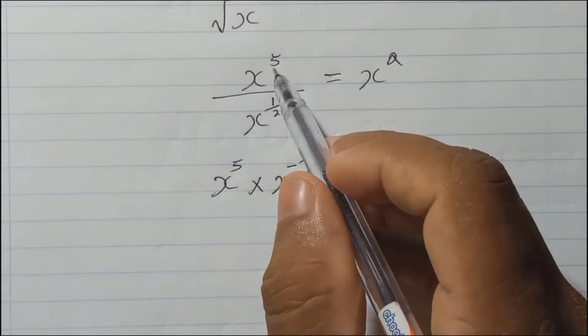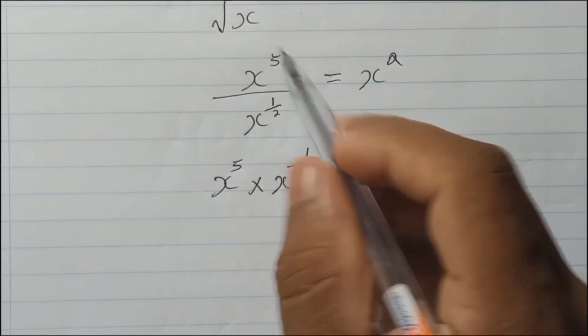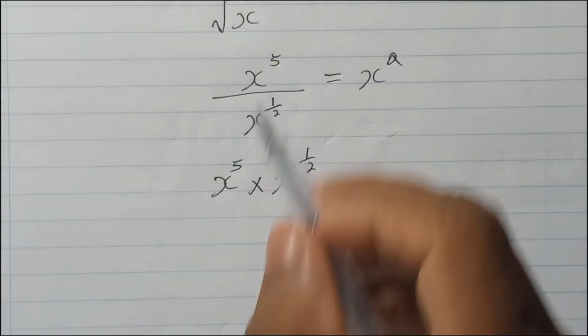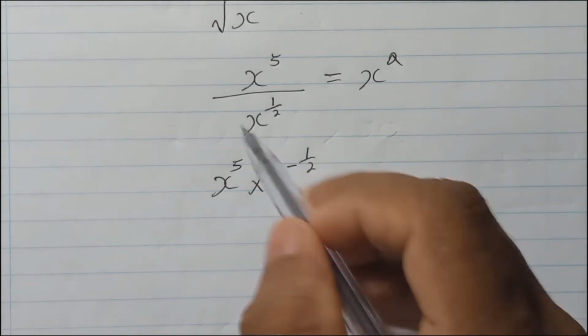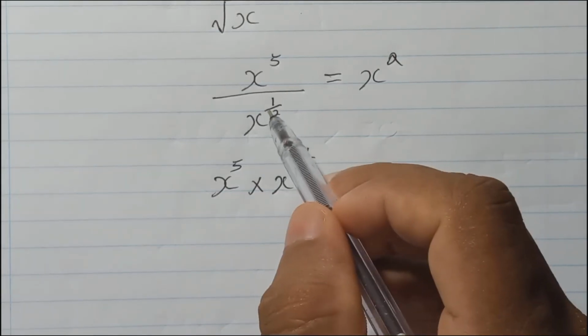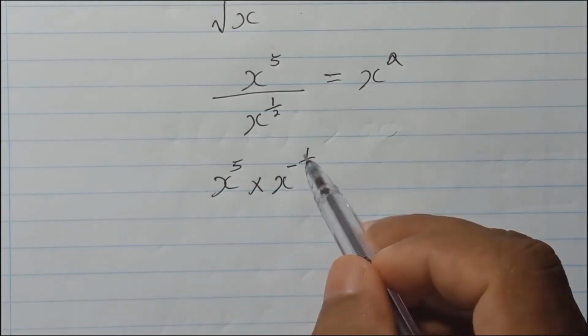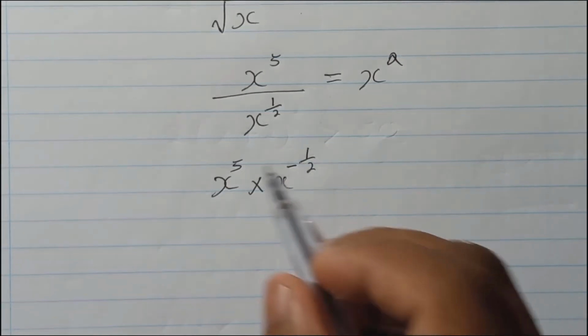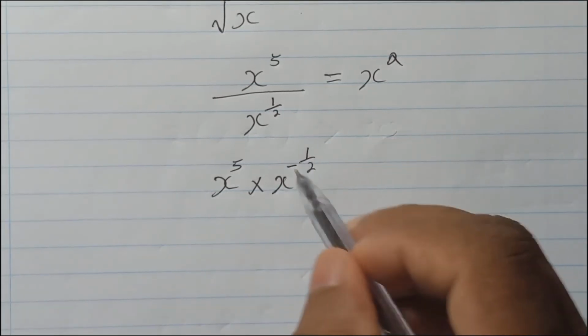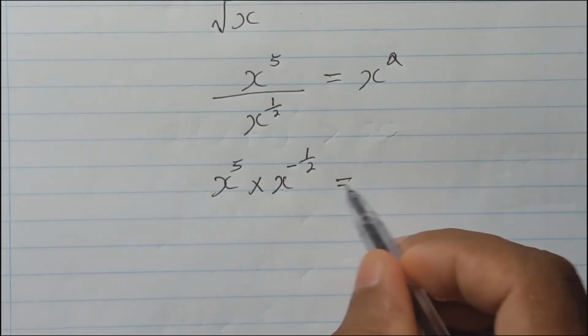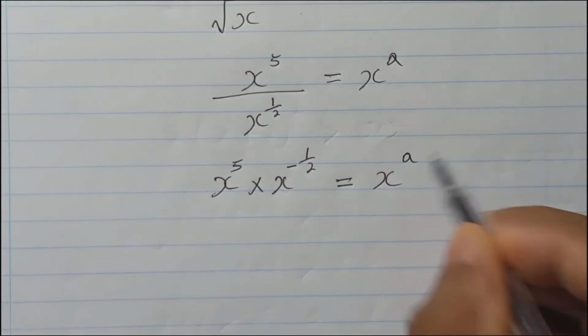Try to understand. Now here, already in the numerator, on top, there was x to the power 5, multiplied by x to the power plus half. When I bring it up, it will be x to the power minus half. This is plus half, it becomes minus half. Then this equals x to the power a.